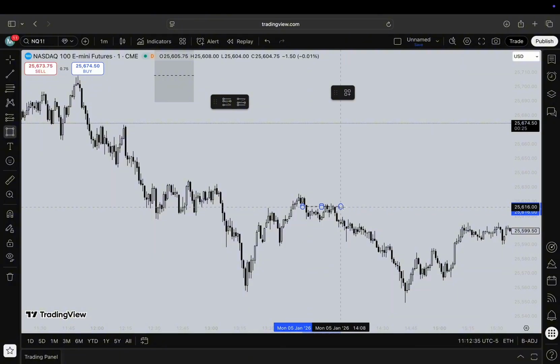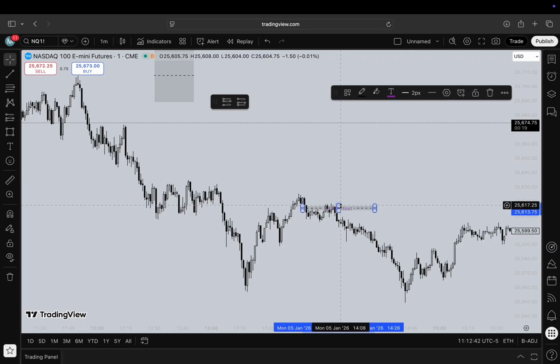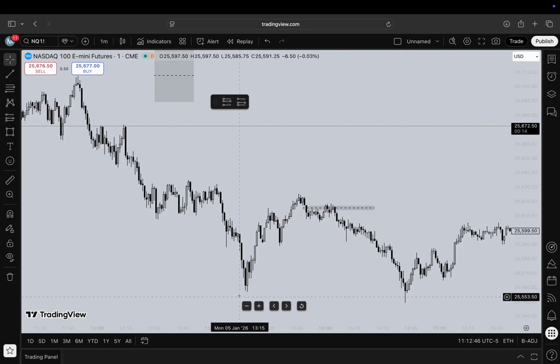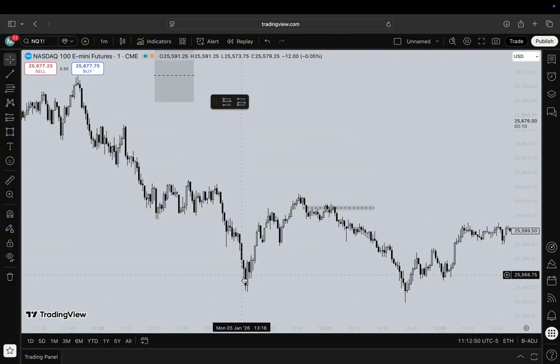right? Price retraces, closes inside of this fair value gap, and then continues lower to the downside. So we could have been targeting this low here, there are equal lows here, so we could have been targeting there. But yeah, if you wanted to enter from a fair value gap, that's what you would do.